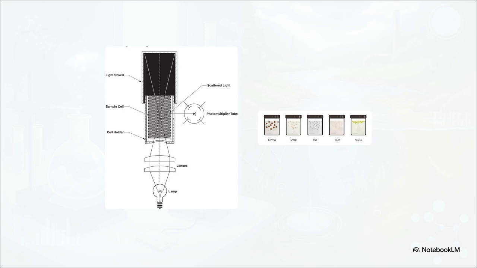So it isn't measuring the light shining straight through. It's specifically measuring the light bouncing off the suspended silts, clays, and algae. Basically, the higher the intensity of that scattered light hitting the 90-degree detector, the higher the turbidity of the sample.